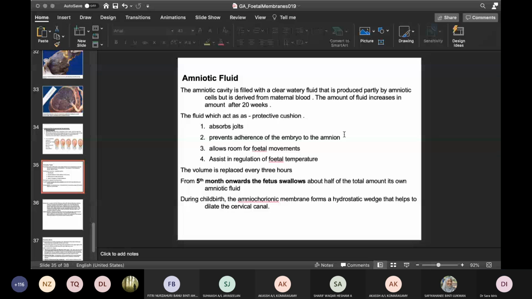Right, so the volume of the amniotic fluid is replaced every 3 hours, and from the 5th month onwards, the fetus actually swallows the amniotic fluid, about half of it. Okay, and as it swallows, it will also excrete it out through the urine.